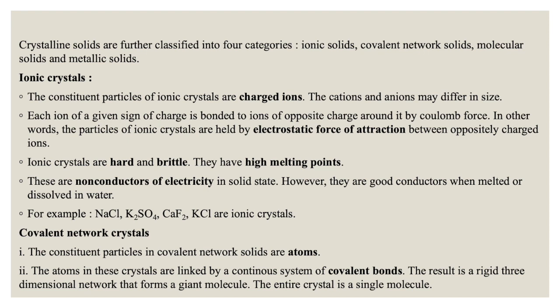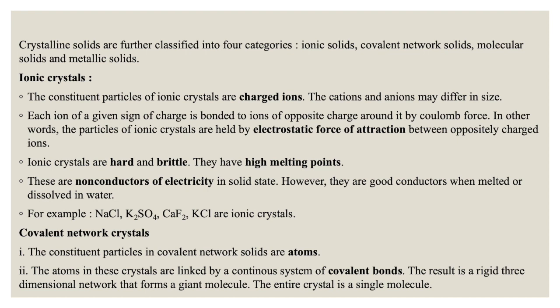by a Coulomb force. In other words, the particles of ionic crystals are held together by electrostatic forces of attraction between oppositely charged ions. And the best example of an ionic crystal is NaCl, because sodium donates one electron to chlorine, so it becomes positively charged, while on the other hand chlorine accepts that one electron and becomes negatively charged. So the attraction between positive and negative ion of NaCl leads to electrostatic forces of attraction and formation of an ionic crystal. Ionic crystals are hard and brittle and they have high melting points.